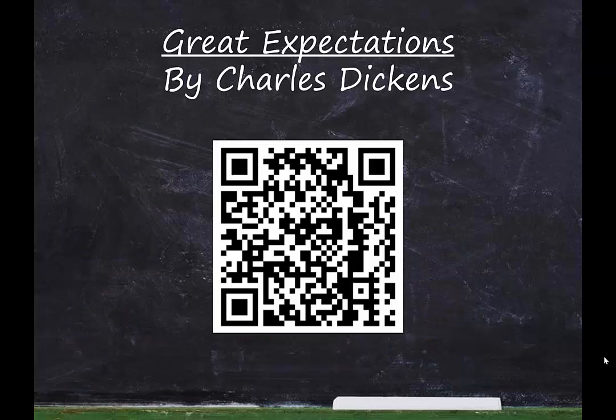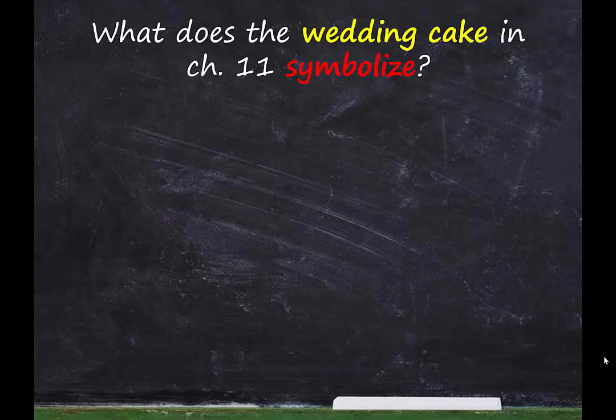Our example today comes from Chapter 11 of the novel Great Expectations by Charles Dickens. Scan this QR code to access the full text. You can either scroll down to Chapter 11 or hit Control F to do a search for the word cake. You'll want search result number 3. And just in case you aren't familiar with Roman numerals, 11 is XI. The question we'll be answering is, what does the wedding cake in Chapter 11 symbolize?